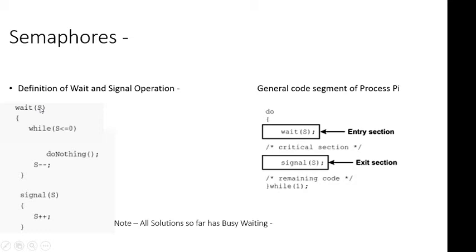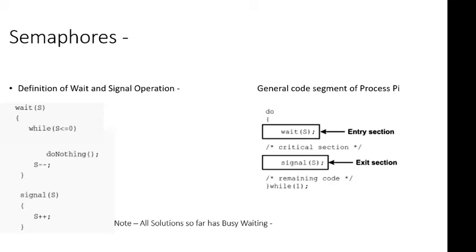So while S is less than or equal to 0, if S is 0 or less, it does nothing and just sits in this loop. If it is 0, it doesn't let you into the critical section. Right now S is 1. Is S less than or equal to 0? False. So it will not go inside this while loop. It will come outside the loop, and S will be decremented, S minus minus. Then it will go into its critical section.